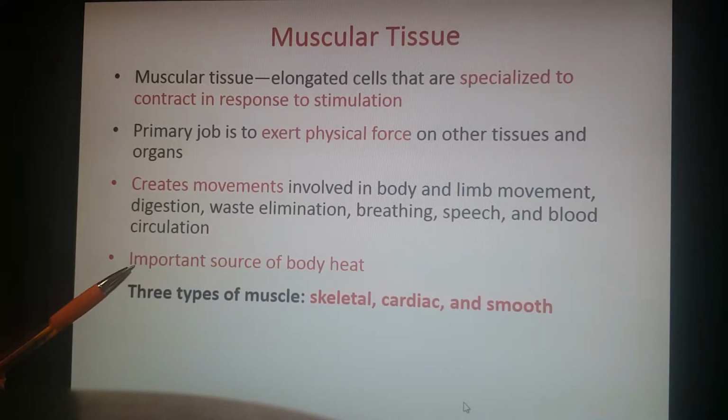Next, your muscular tissue is important for body heat. As your muscles are powered to move, some of that energy is lost as heat, which also helps to maintain your core body temperature. There are 3 types of muscular tissue. You have skeletal muscle, cardiac muscle, and smooth muscle. Your skeletal muscle is attached to your skeletal system. Your cardiac muscle makes up your heart, and your smooth muscle makes up your internal organs.